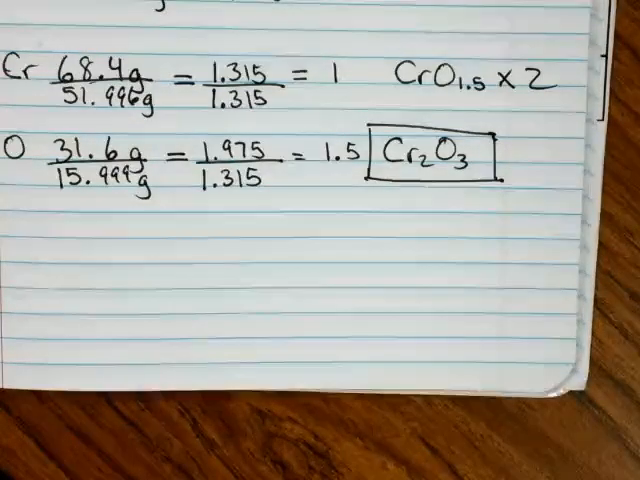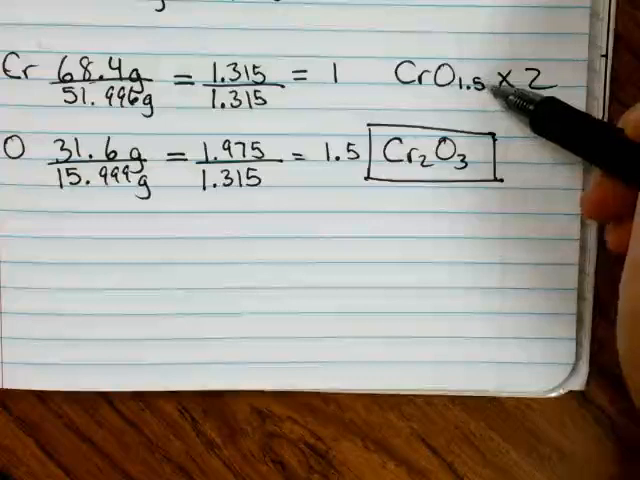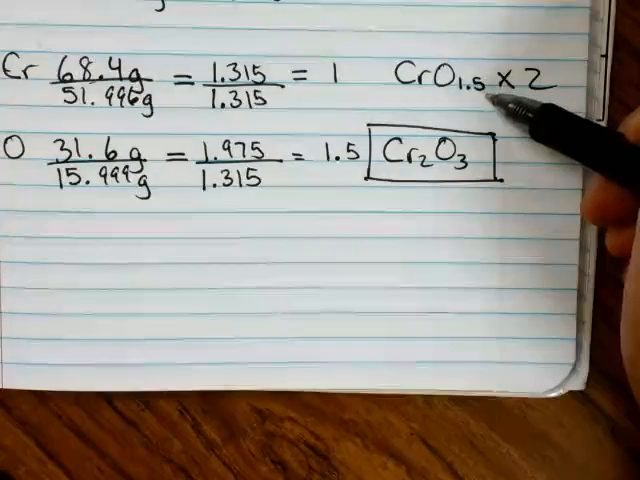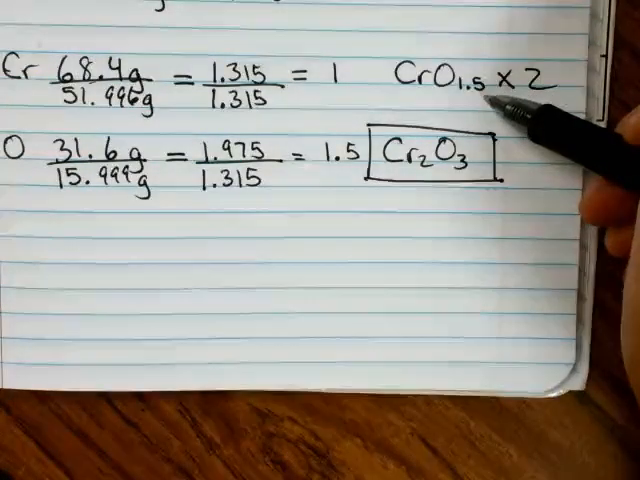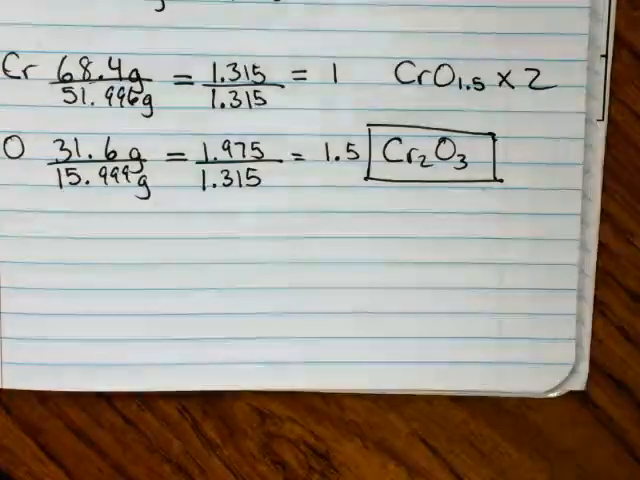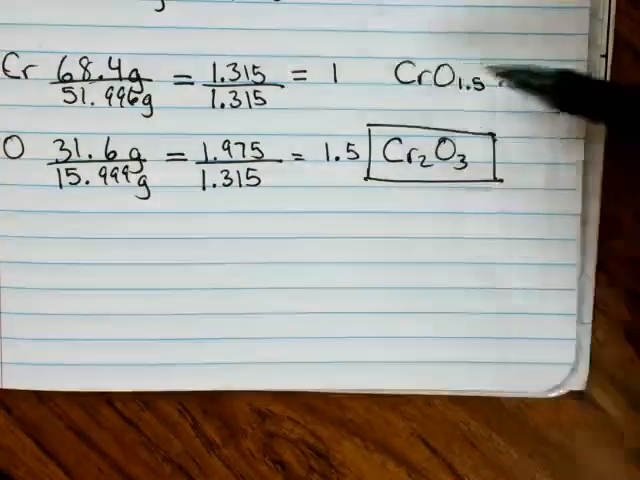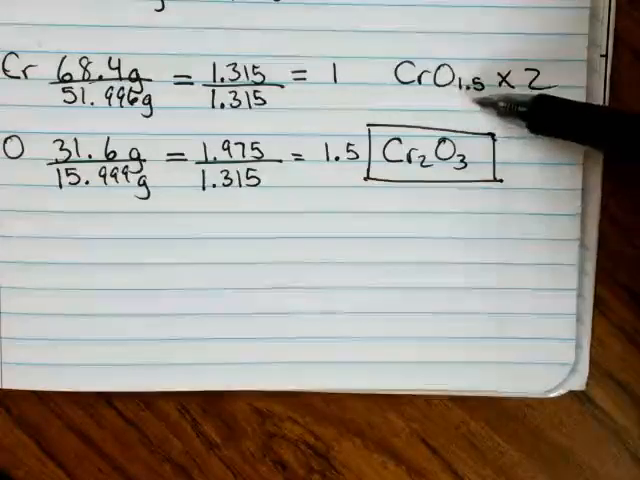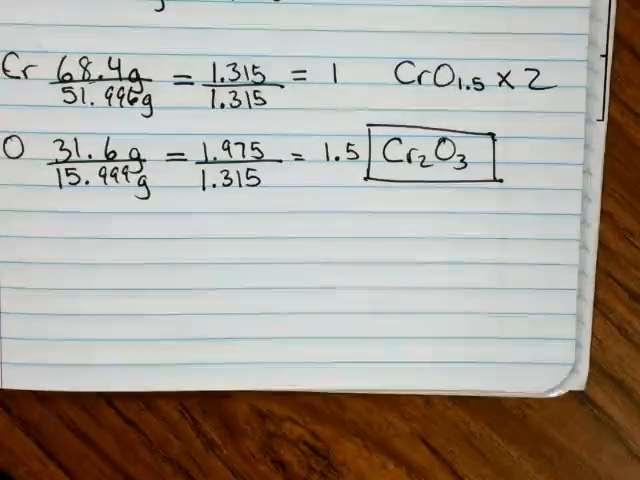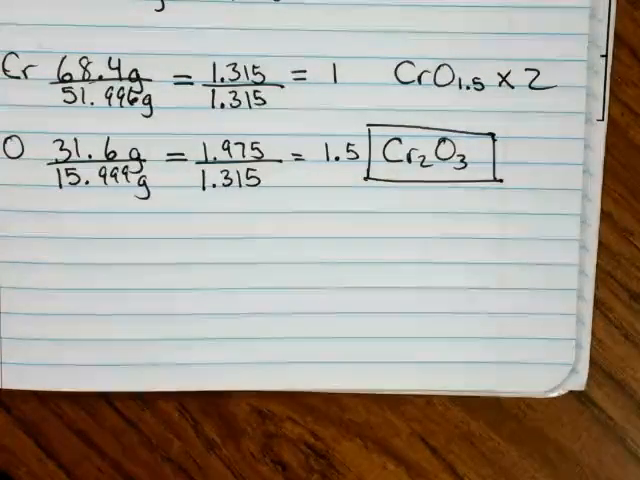Wait, why did you multiply by 2? Because you can't have a decimal as a subscript in a formula. So would you always multiply by 2? You just choose any number to multiply it by to get that to be a whole number. If it was 1.25, then you'd multiply by 4. Yeah.